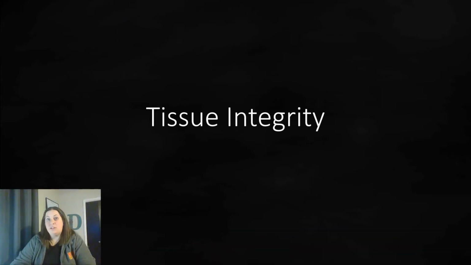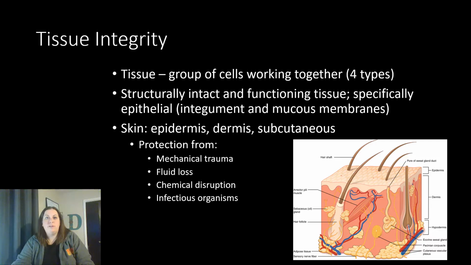All right, let's take a look at tissue integrity. Now, when we look at tissue integrity, it's important for you to remember what tissues are. Tissues are a group of cells that are working together for a common function. Remember that in the human body, there are 4 types of tissue. There's epithelial tissue, connective tissue, muscle tissue, and nervous tissue.